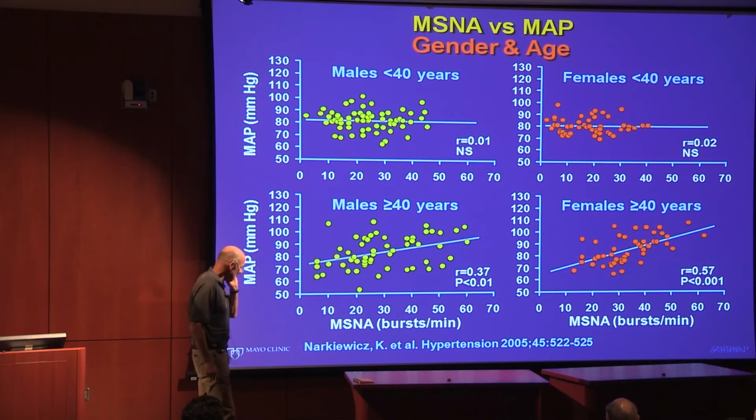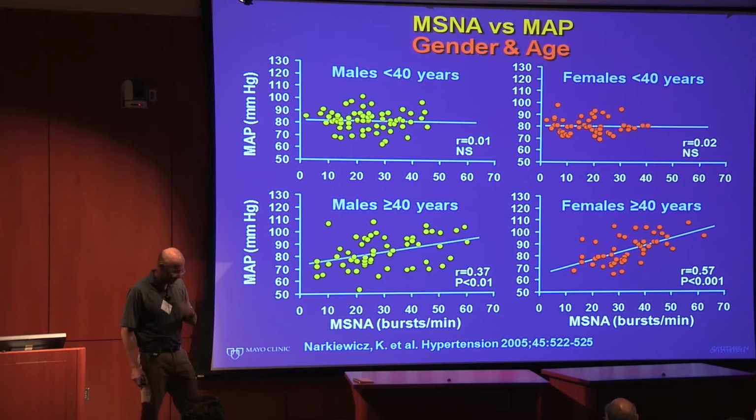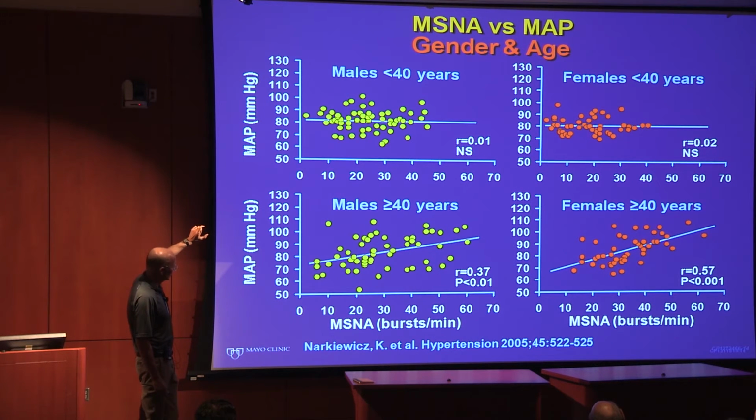This is a classic slide from Krzysztof Narkiewicz when he was working with Vern Summers, and it just shows you how variable MSNA is. These are people that are normotensive males, females, less than 40 on the top 2 panels, under 40 on the bottom 2 panels. Sympathetic activity in these normotensive people can vary 5 to 10-fold. 5 to 10-fold. Same for females.